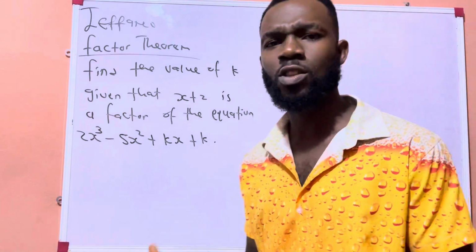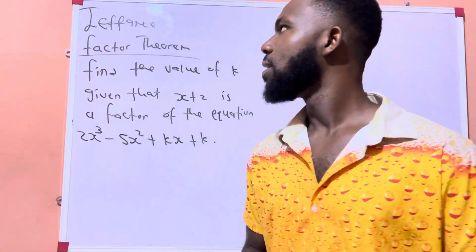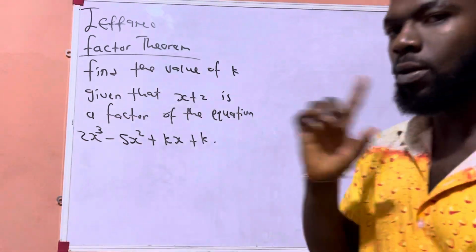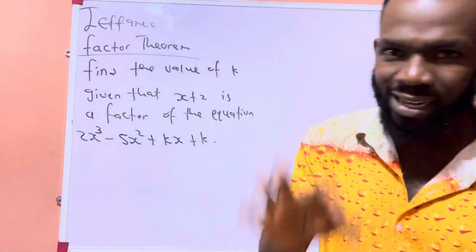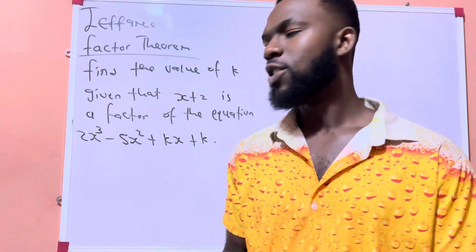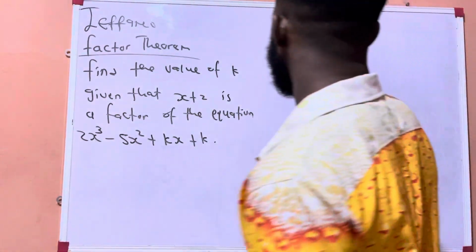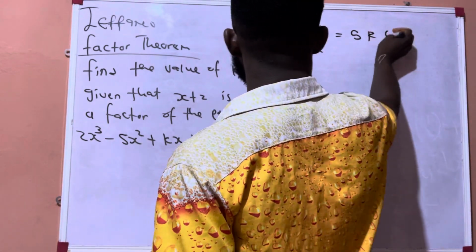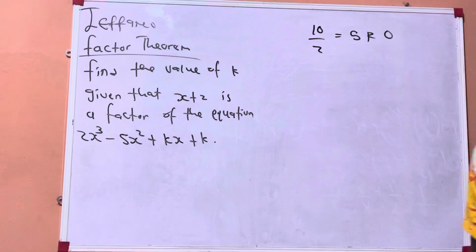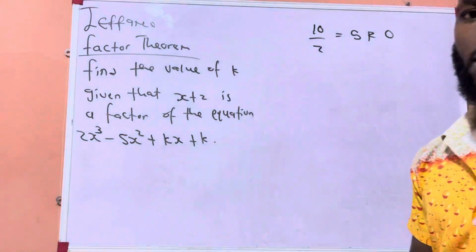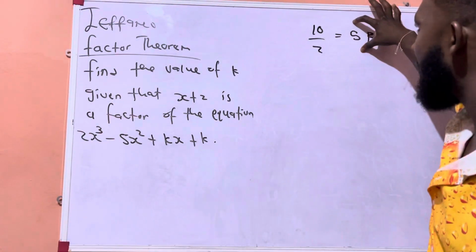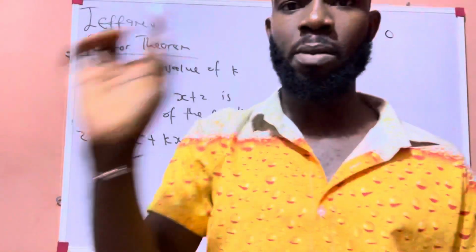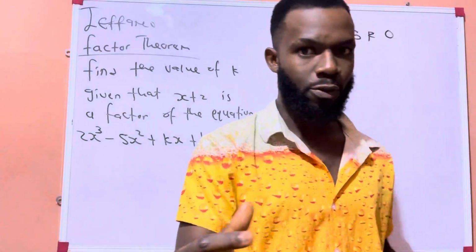Now when you hear factor, what's the first thing that comes to your mind? A factor is a number or an expression that can divide another number or expression exactly without a remainder. For instance, if we have 10 over 2, it gives us 5, remainder 0. What does that mean to you? It means 2 is a factor of 10, because when 2 divides 10, it is 5, remainder 0. So any number that can divide another number without a remainder is a factor.